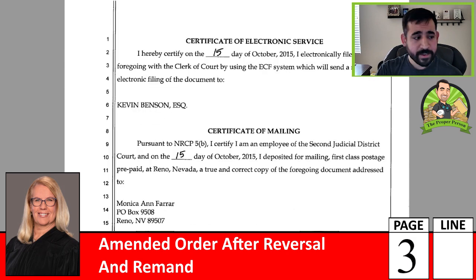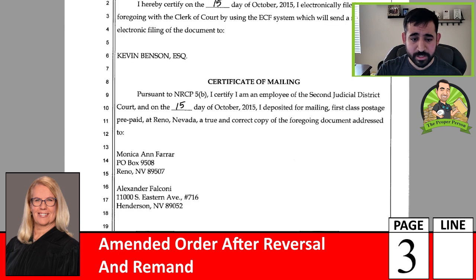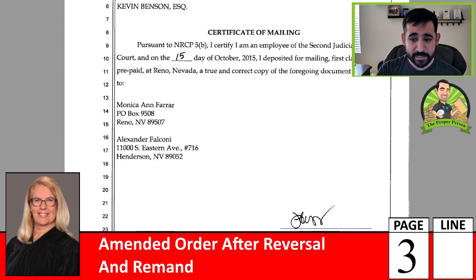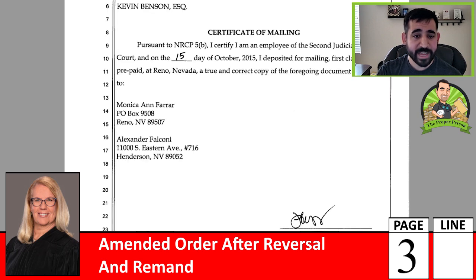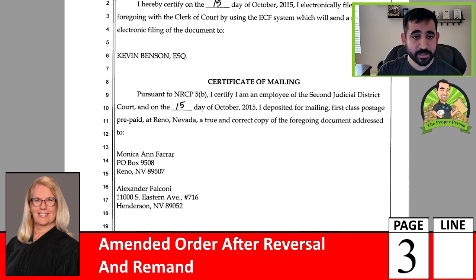Certificate of service under Rule 5. This indicates that the judge served both my attorney and my ex. Interestingly, she did serve the government. Okay, so she served all of us. Wait, I didn't have an attorney in this case. Sorry, guys, I got confused there. She served both me and my ex, and then she also served the government's lawyer.